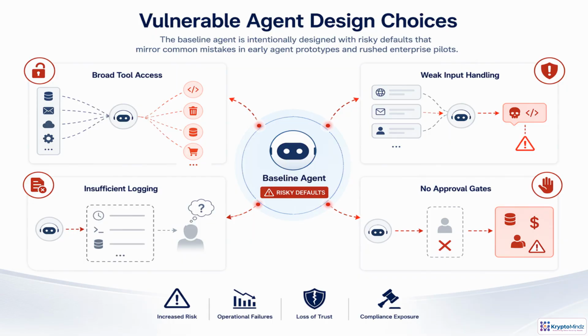This baseline is vulnerable by design because we want failures to be observable, repeatable, and teachable. The risky defaults are familiar: too many tools, too much trust in incoming text, too little evidence after something goes wrong, and no human checkpoint before sensitive actions. Each choice expands the agent's blast radius. A harmless request can become a database change, a malicious instruction can override user intent, and a failure can leave no clear trail. As we harden the system, keep comparing each improvement against these unsafe assumptions.